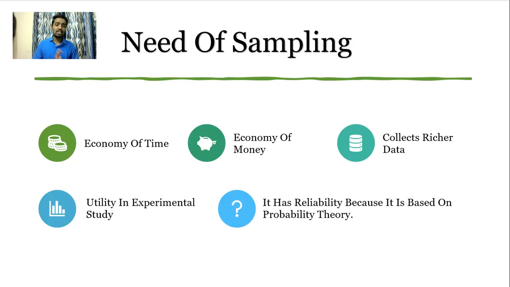As we saw in all these 5 points, the 3 common ones are economy of time, economy of money, and collects richer data. But these two stand as unique: utility in experimental study, and reliability. So sampling has two unique features: utility in experimental study, and reliability, because it is based on probability theory.